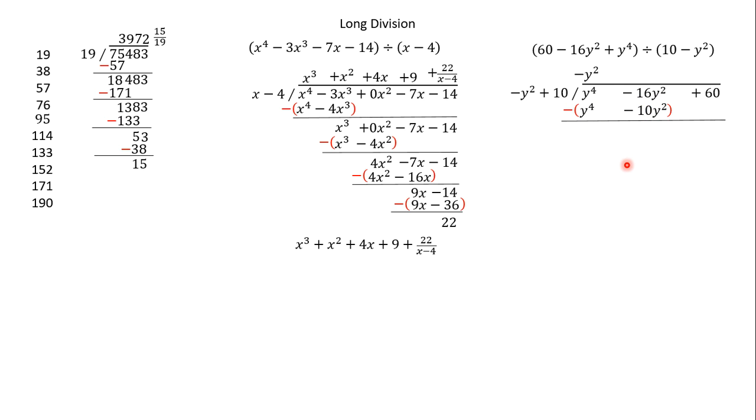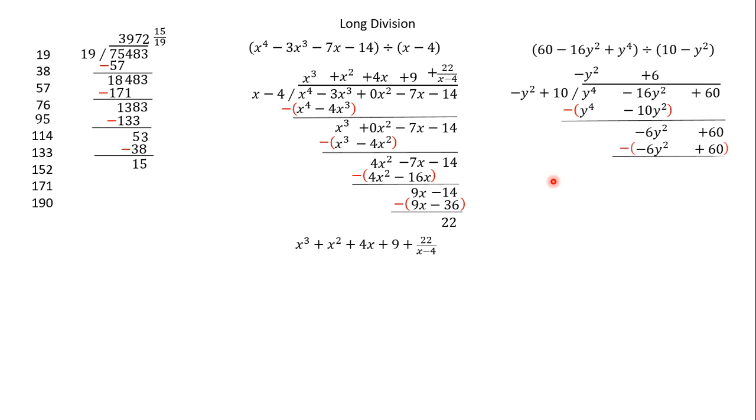This is 16y squared plus 10y squared is negative 6y squared. Bring down the 60. Negative y squared times what equals negative 6y squared? Well, all we need there is a 6, so times 6. Multiply. 6 times negative y squared plus 10 is negative 60y squared plus 60.